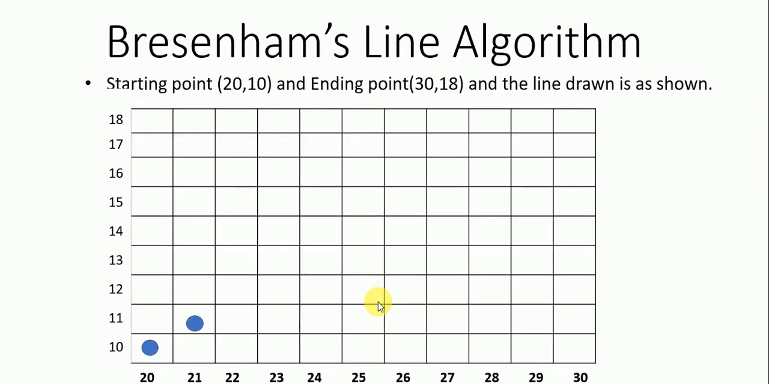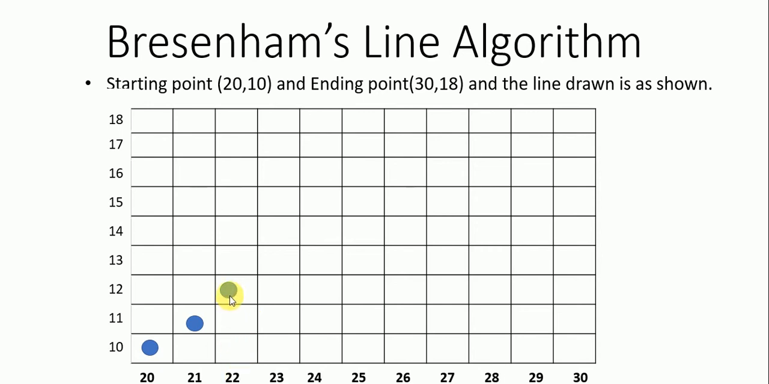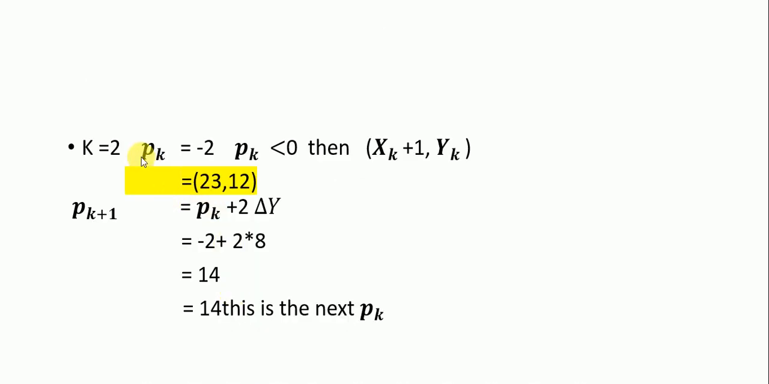Similarly, for k equals 1, pk equals 2, which is greater than 0, so we select the upper pixel, that is 22 and 12. Now, applying the formula for the next pk, it becomes minus 2. So the next pk is negative. Substituting the pixel we have got, 22 and 12, the next is k equals 2 and pk equals minus 2.